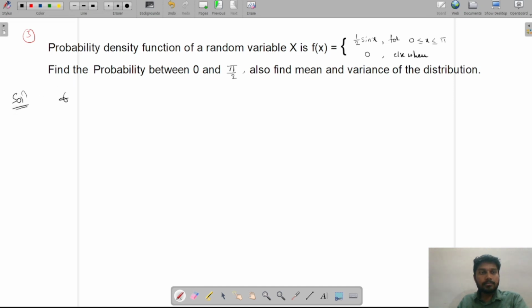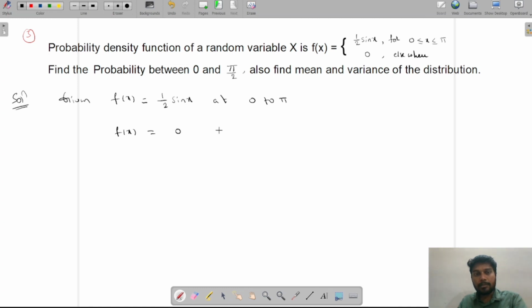Given in this question, f of x has two functions. The first function, f of x equal to 1 by 2 into sin x, applies when the values of x are from 0 to pi. When x values are from 0 to pi, this is the f of x value. And f of x also takes the value 0.